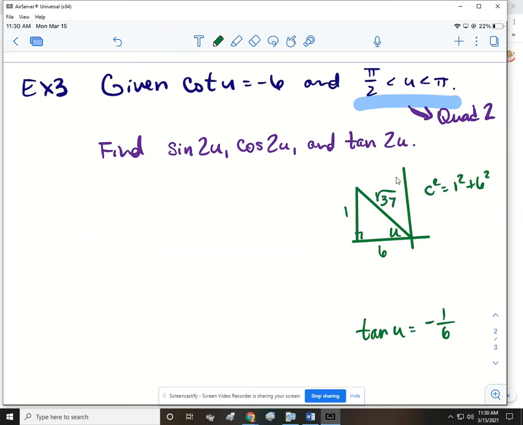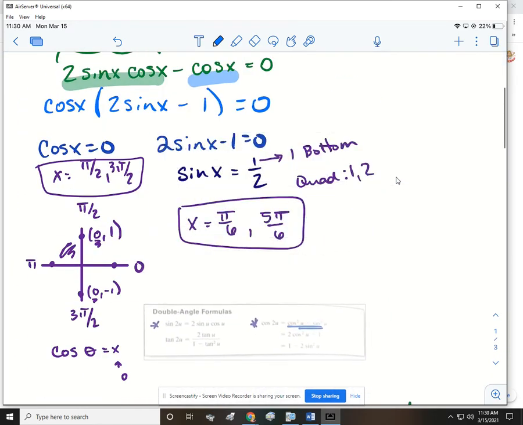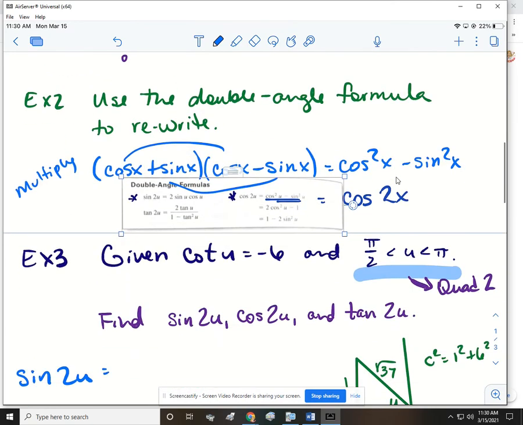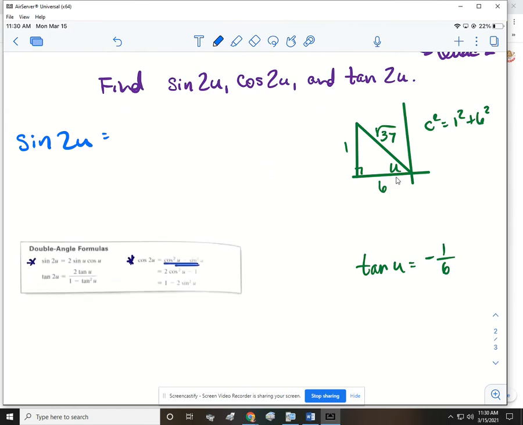All right, so to find the sine of 2u, I would just use my formula. Let me move it. That's going to be 2 sine of u, cosine of u. All right. So what I need from my triangle is the sine of u and the cosine of u. All right. So in quadrant 2, sine is positive, and we do the opposite over the hypotenuse.